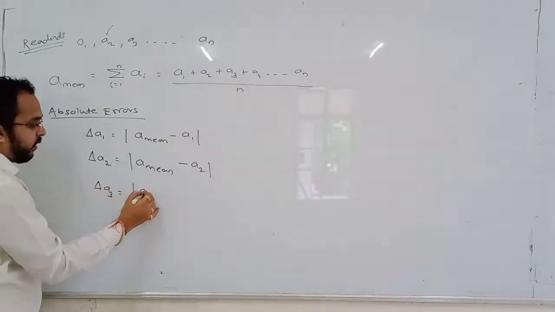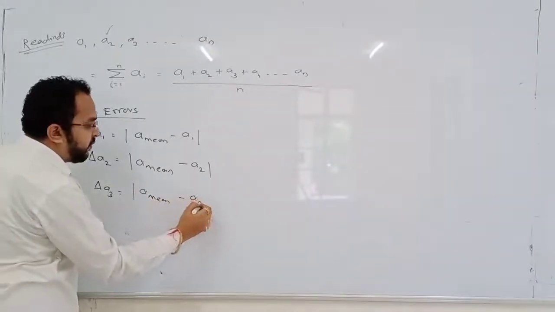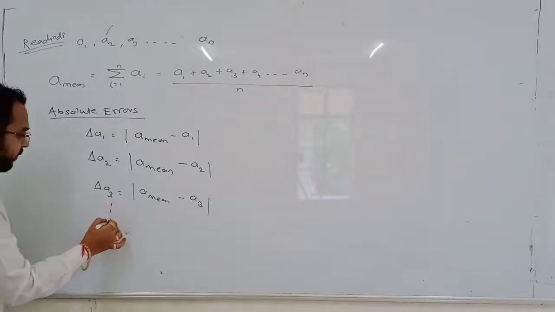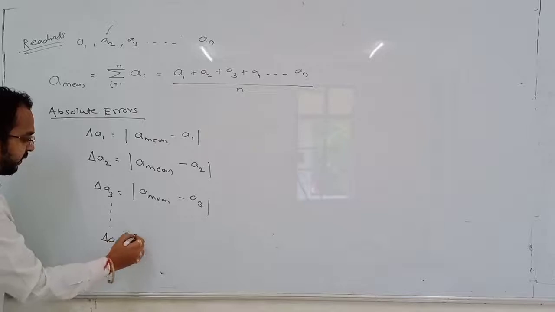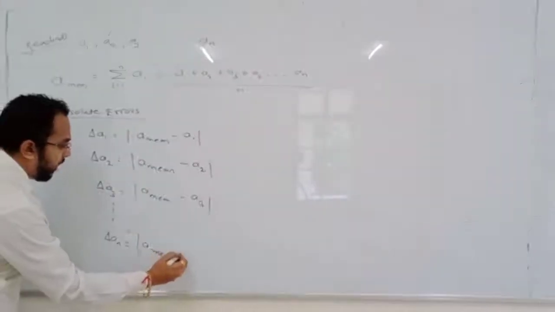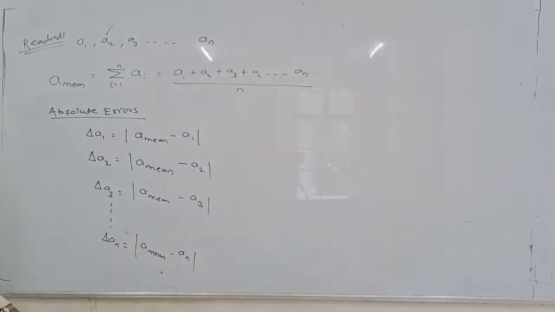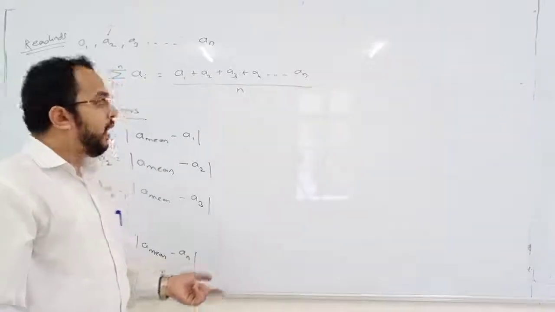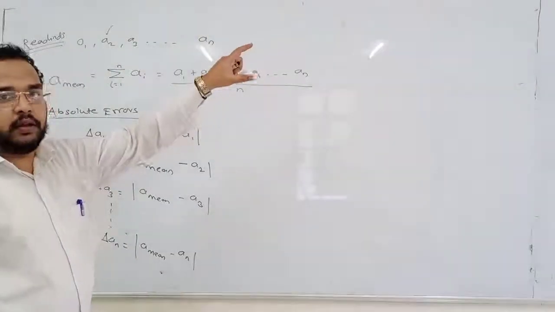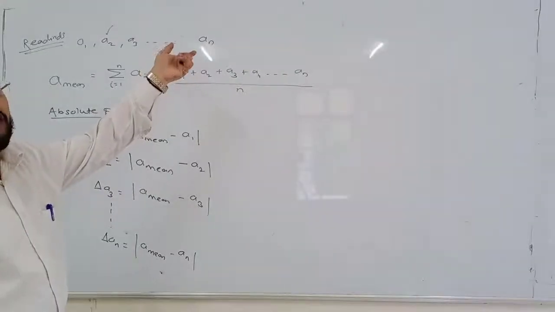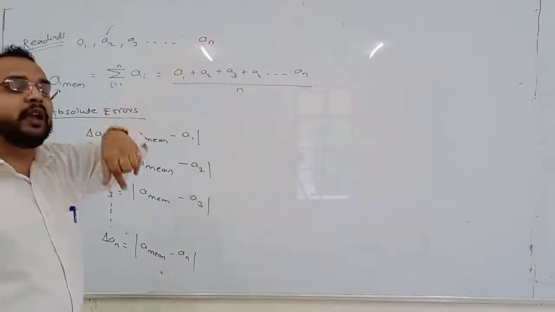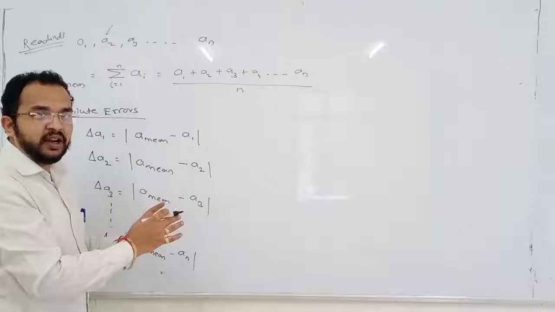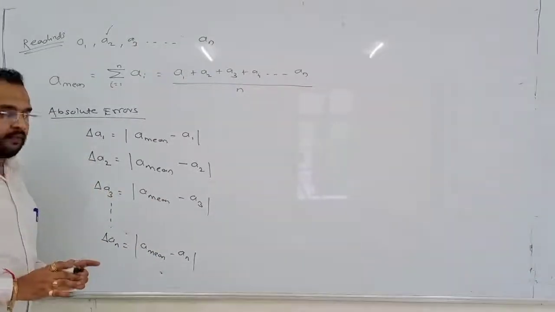Then delta A3, actual value minus measured value. This is the measured value of third experiment. Now same way, delta An, that is actual value minus measured value, that is An. So A mean is the actual value. Why? We have taken the average or mean of all the measured values, and we have assumed that if you take the mean, it should be near to actual. So that means it is actual, and actual minus measured is error. So these are the absolute errors.